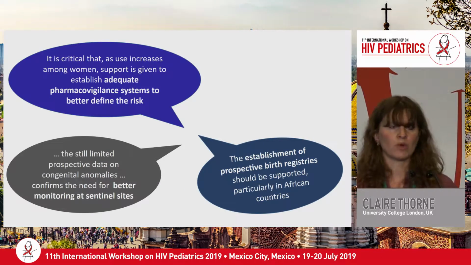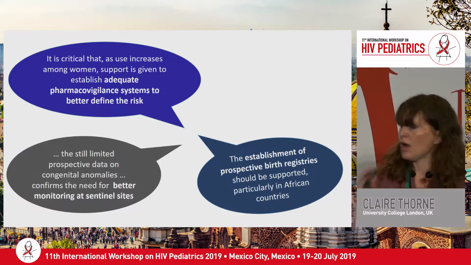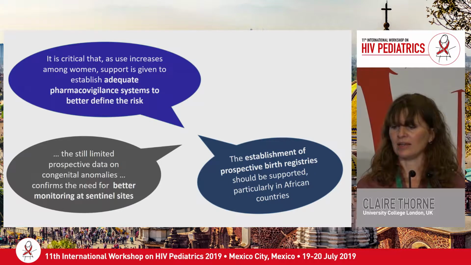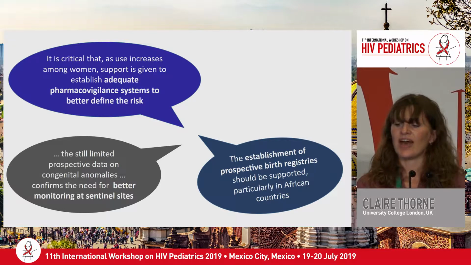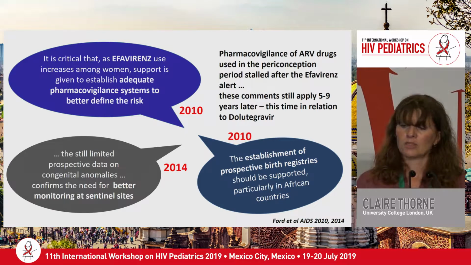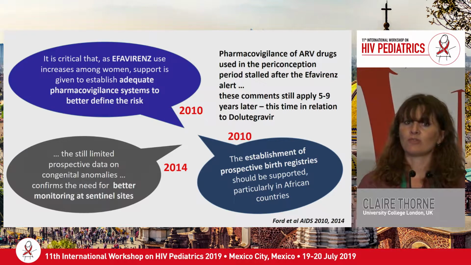So I want to finish up with some quotes. I hope that you can read these, but basically they refer to the need for adequate pharmacovigilance systems, better monitoring at sentinel sites, and establishment of prospective birth registries. So these are all quotes from Nathan Ford's papers on efavirenz. And the reason for putting this up is that pharmacovigilance of ARV drugs used in the periconception period following efavirenz really stalled. And these comments still apply 5 to 9 years on, this time in relation to a different drug.